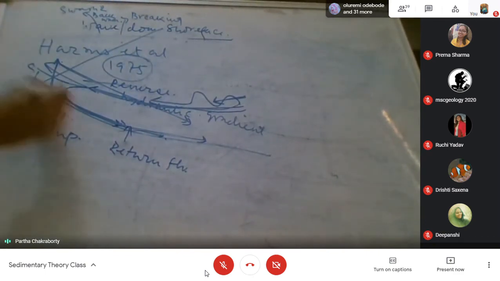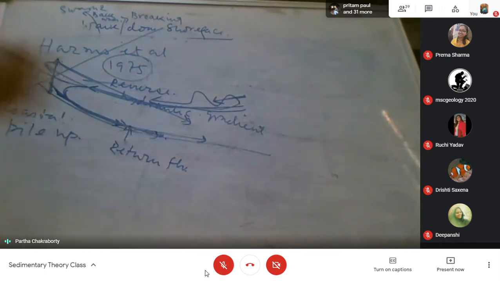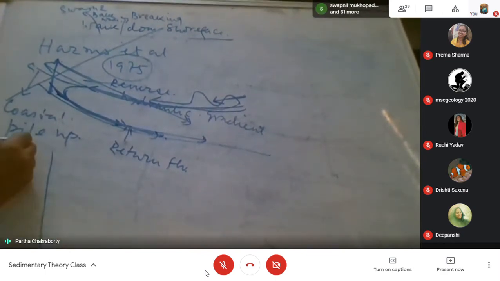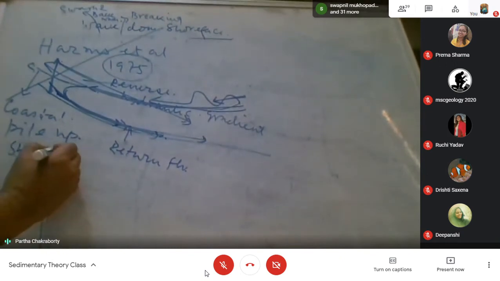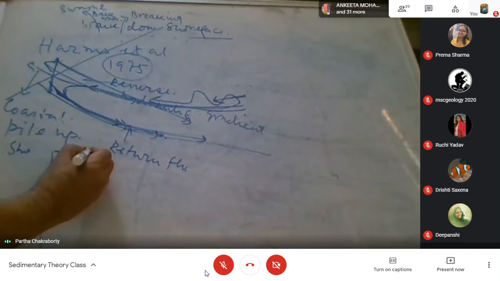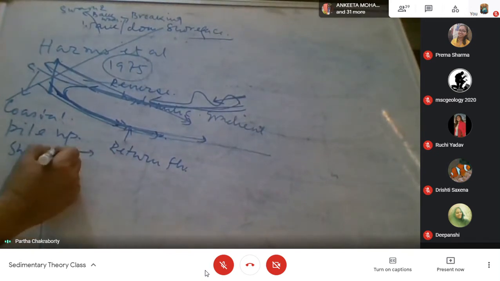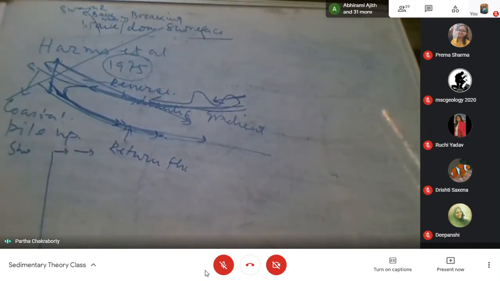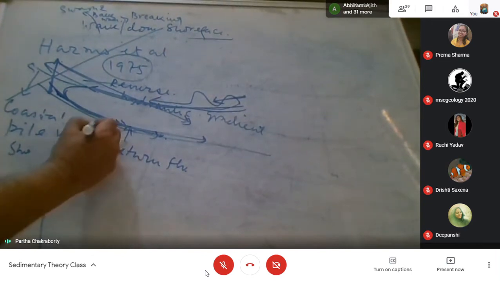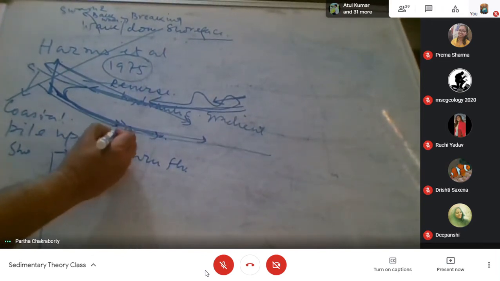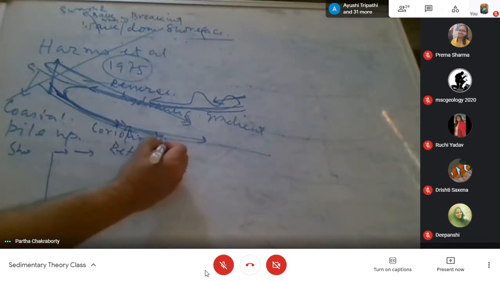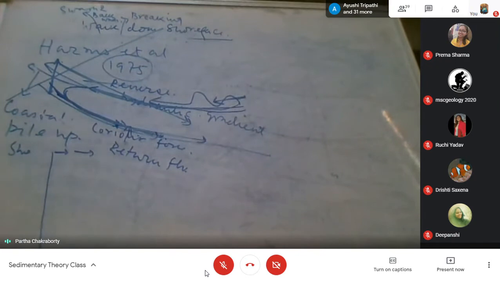So the return flow is perpendicular to the shoreline. What happens is that if this is the shoreline, the return flow starts moving perpendicular to the shoreline. But when it is away from the shoreline, near the shelf, it comes under the action of the Coriolis force, because of the rotation of the earth.